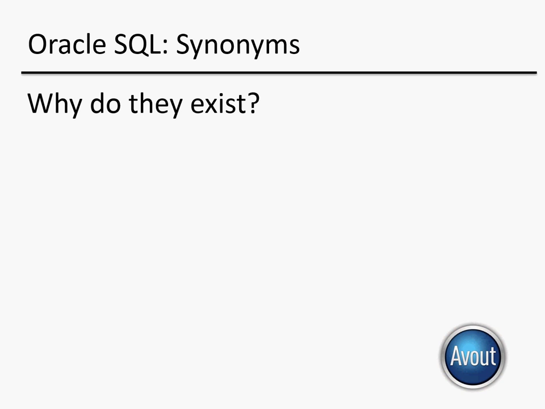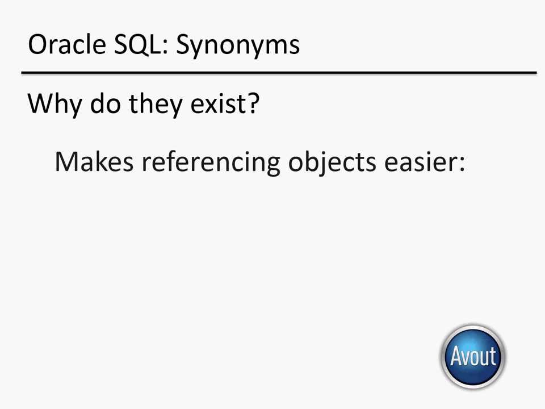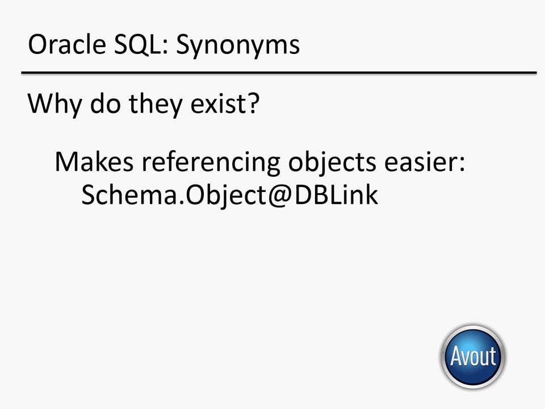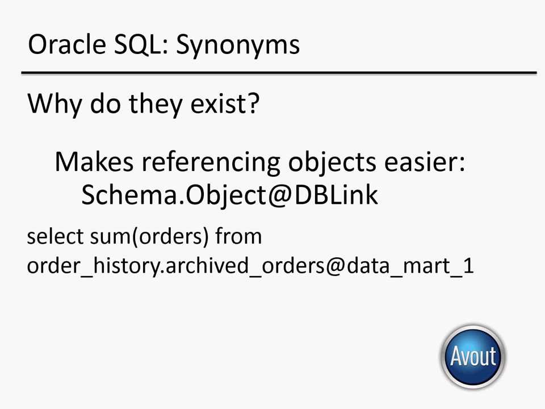So the question comes up as to why do synonyms even exist? Well, the simplest answer is that they make referencing a database object like a table or a view a heck of a lot easier. In the most complex way of accessing a database object, you may have to specify a schema, an object, and for this particular example, a database link. So you might have a SQL statement that looks like this, where you select the sum of orders from order_history.archived_orders@datamart1. That's a lot to type out on a regular basis.